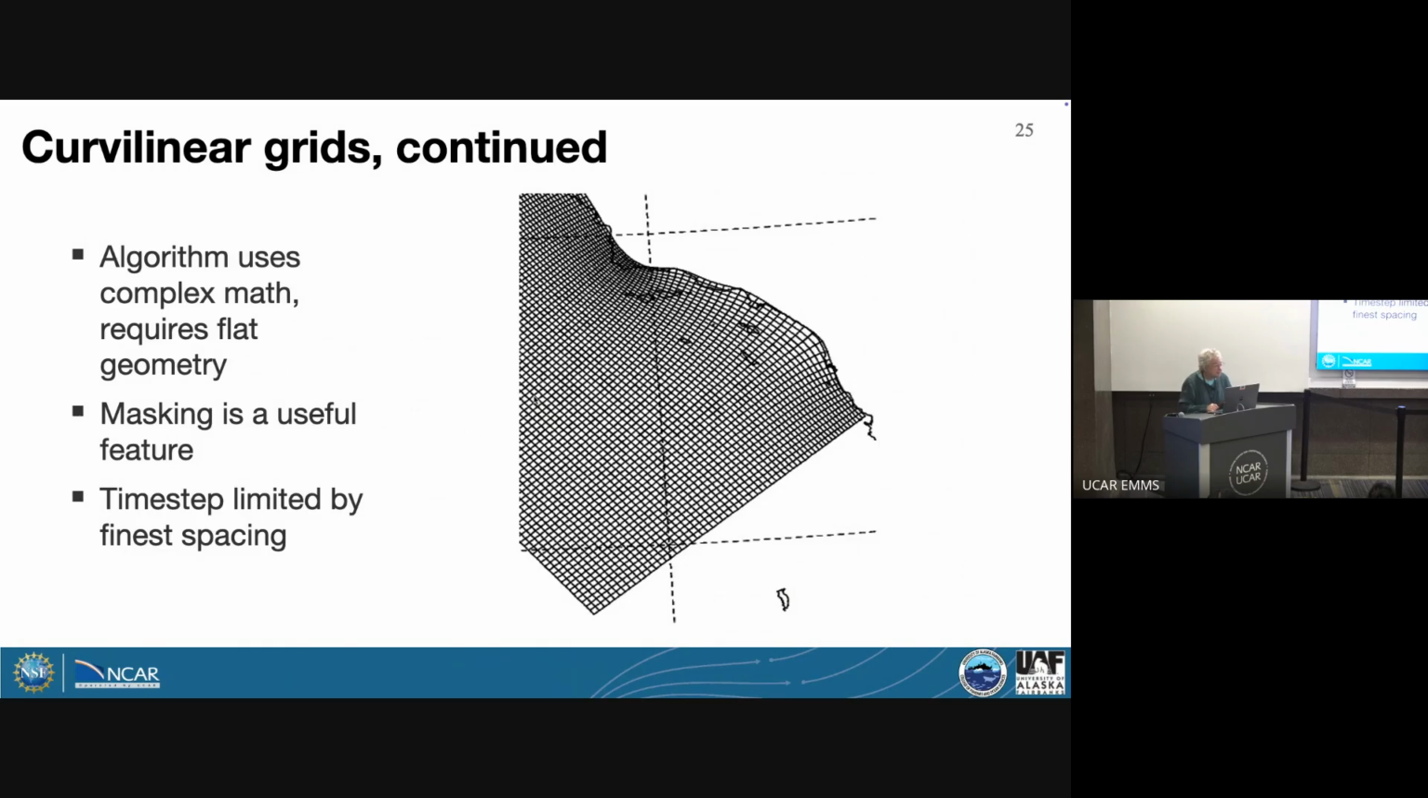The algorithm this program uses has complex math in it, and that's why you need a flat geometry. And we do need masking because I'm not following the coastline as carefully as the real coastline. There are bumps I'm not resolving, and also there are islands. This is the Santa Barbara Channel area. And the time step is limited by the finest spacing of the water points.